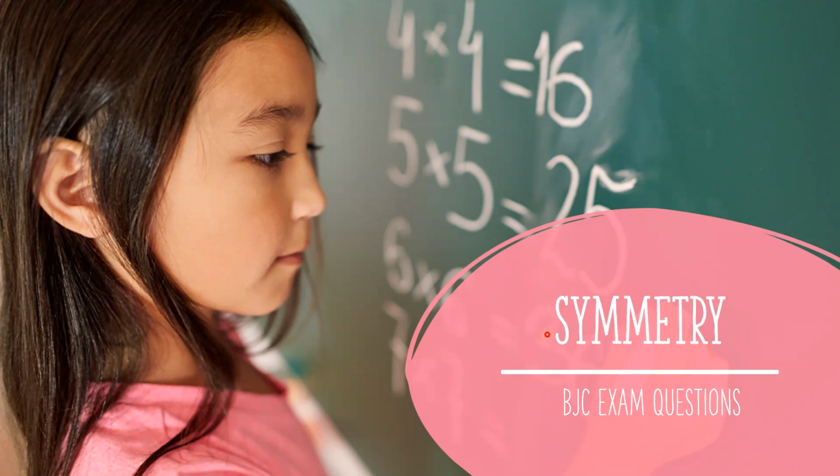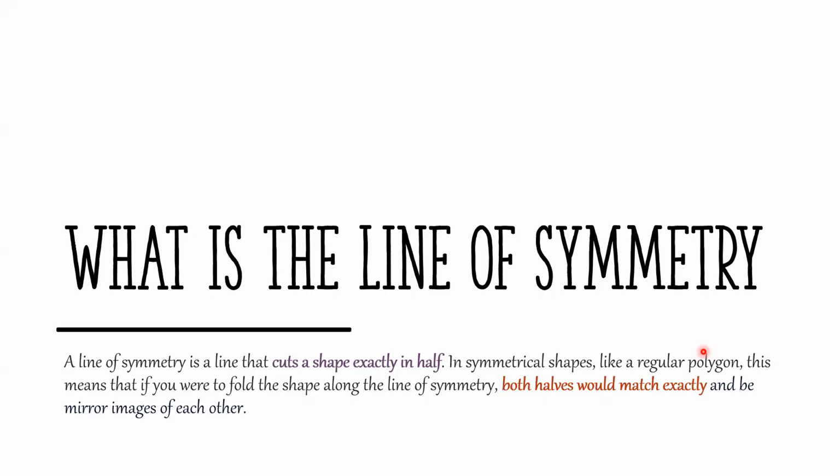In this math video, we'll be considering the topic symmetry. Yes, symmetry. Let's begin. Here we have a question. It says, what is the line of symmetry? What is the line of symmetry? And the answer is that a line of symmetry is a line that cuts a shape exactly in half.